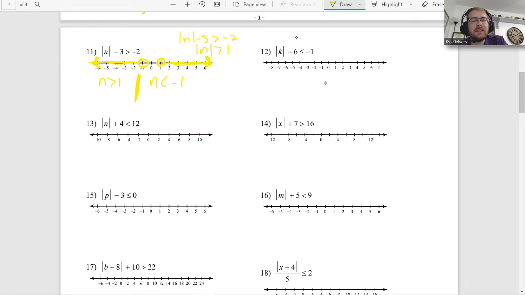Add 6 to both sides. Right? So add 6 to both sides. Plus 6, plus 6. So then it would be absolute value of k is less than or equal to +5. So then we write it the same. Keep, change, flip. Less than or equal to 5, and then greater than or equal to -5. So it's right here. There we go. All right.